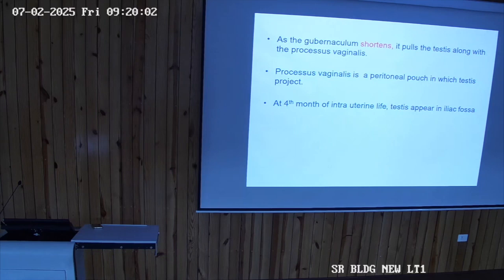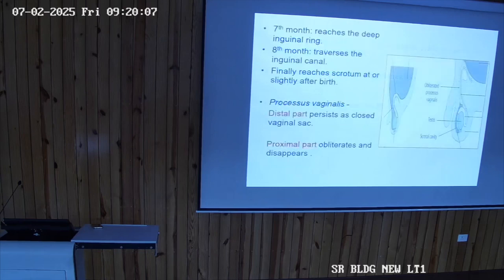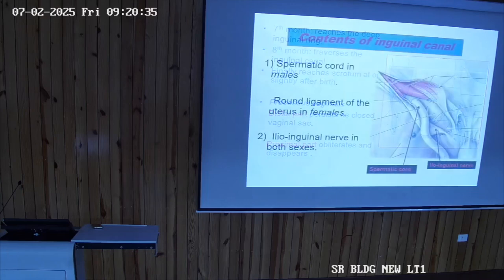At the fourth month of intrauterine life, the testes appear in the iliac fossa. At the seventh month they reach the deep inguinal ring. At the eighth month they traverse the inguinal canal and finally reach the scrotum at or slightly after birth. The processus vaginalis is a closed vaginal sac which helps the testis. It will also be pulled down into the scrotum.